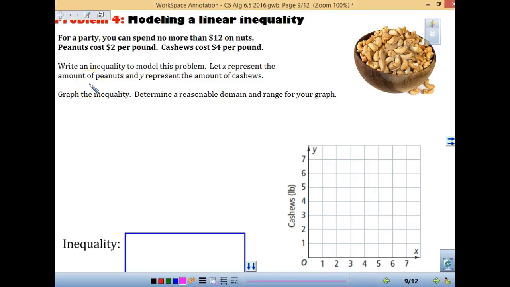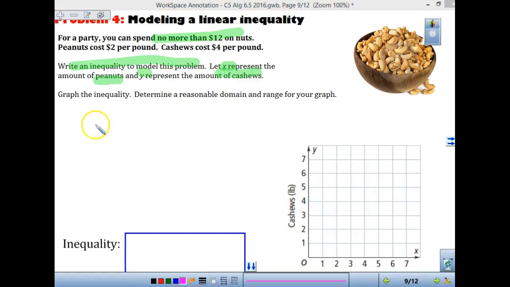We got a little bit more of your notes to do on this one. It says for a party, you can spend no more than $12 on nuts. So if I'm looking at being no more than 12. 2 pounds of peanuts, cashews are 4 pounds. It says write an inequality to model. X is going to be our peanuts, Y is going to be the cashews. Which form would this be the easiest to write in? Slope-intercept, point-slope, standard. Standard. Let's write it in standard.